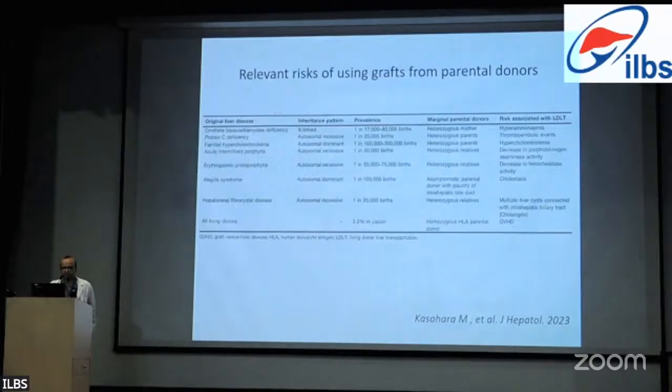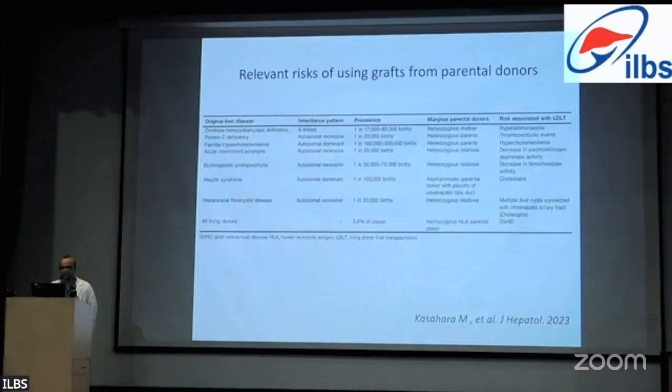First comes ornithine transcarbamylase deficiency, OTCD, that is X-linked, 1 in 17 to 80,000 births. Marginal parental donor is the heterozygous mother, and the risk is persistent hyperammonemia. Then protein C deficiency, again heterozygous parents, with risk of thromboembolic events after transplant. Then familial hypercholesterolemia, which is homozygous, where a heterozygous parent may not correct the deficiency completely.